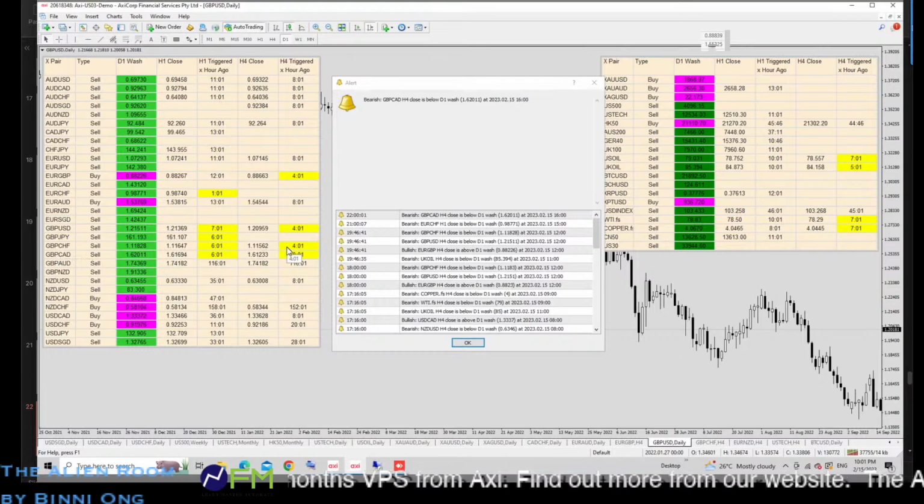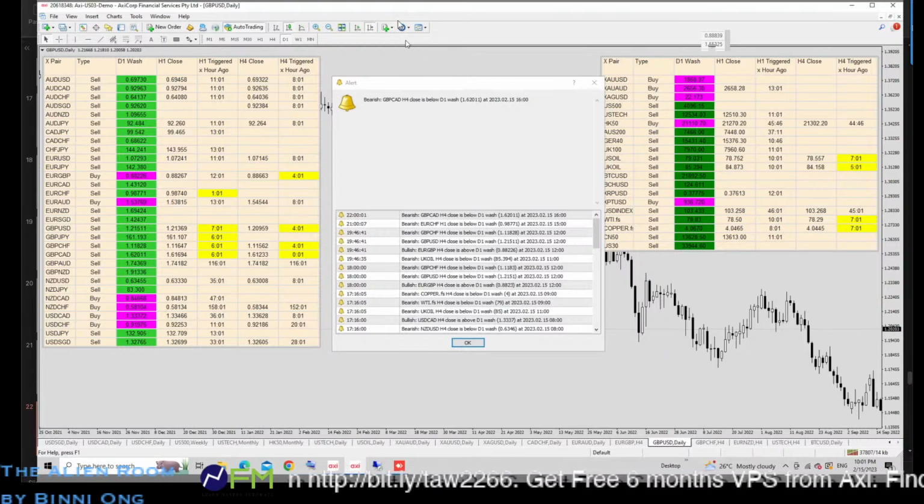It means 4 hours and 1 minute ago. And what time was that? The last H4 bar was a 6 p.m. bar, right? Singapore time 6 p.m. It means that 4 hours ago at 6 p.m., there was a sell trigger for pound franc. Can you see that? Okay.